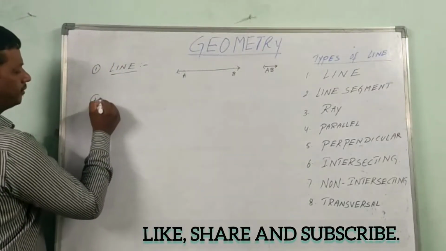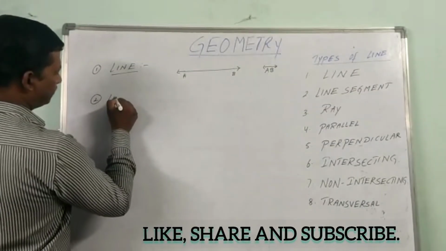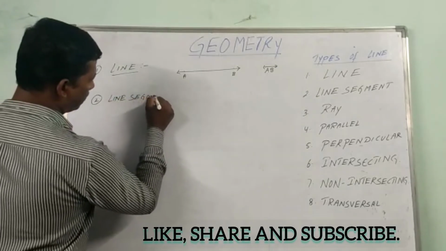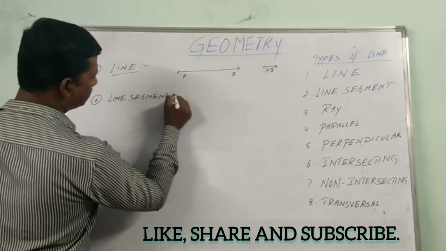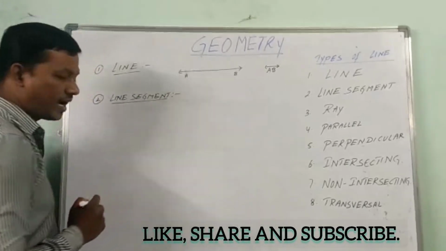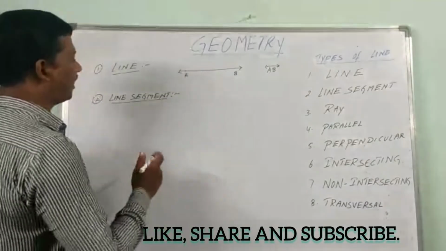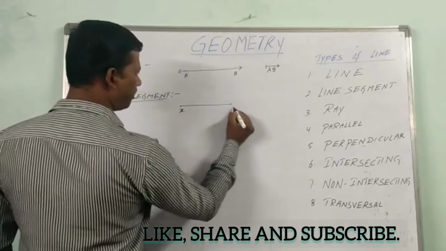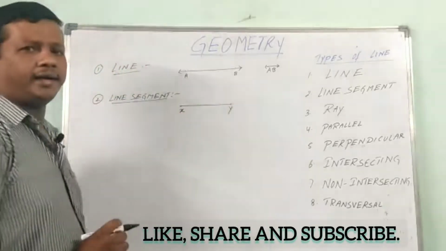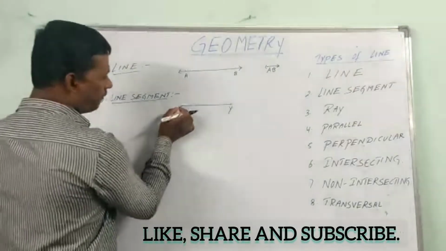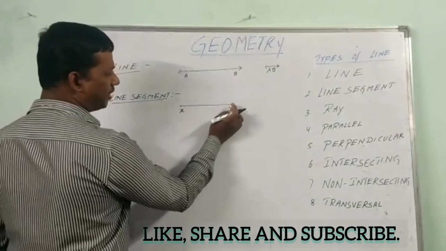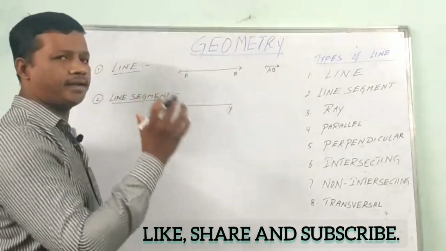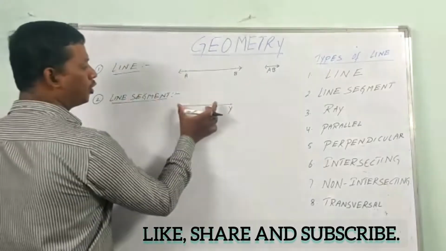Now the second one is line segment. What is a line segment? It is a line which can be defined. It has a definite length, and it is a one-dimensional line. Now take the example XY. It has a starting point and an ending point. If it is starting from here, it ends here. So in short, a line segment is one-dimensional and it has two end points.